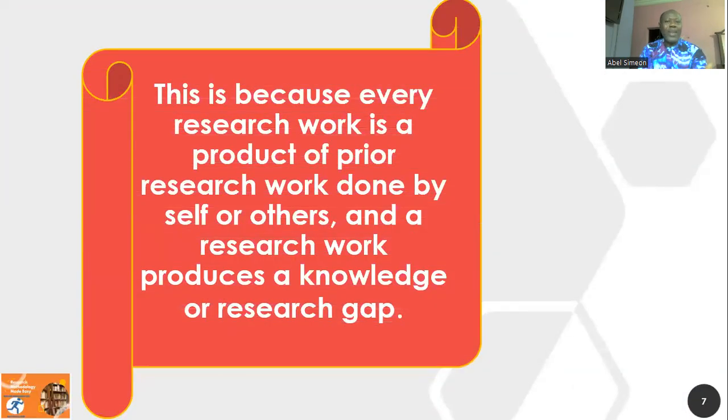The reason is simple. Every research work is a product of a prior research work done by yourself or by others. And the research which is ongoing produces a knowledge or a research gap. It is a phenomenon. This is a default issue. It's something that we can't change. So these are the three ways you identify a research problem.